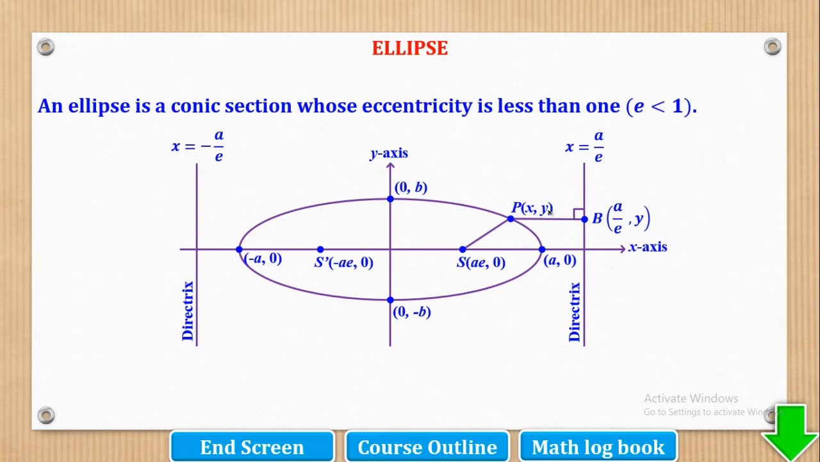Now this is the horizontal line, meaning that the y coordinates of this and this will be the same, and this line is x equal to this. Therefore the x coordinate of B will be a over e. So that's where those points are coming from.